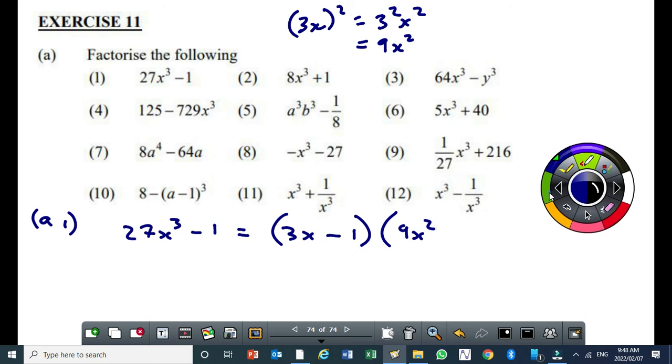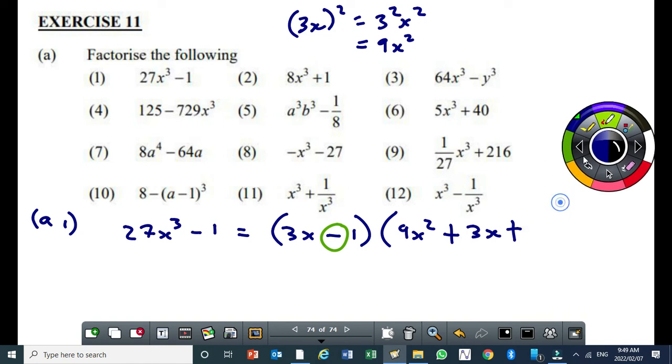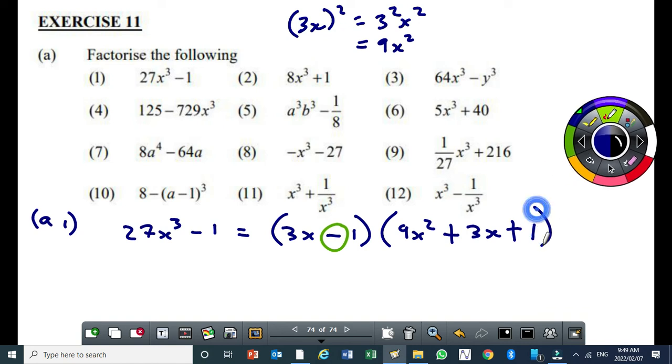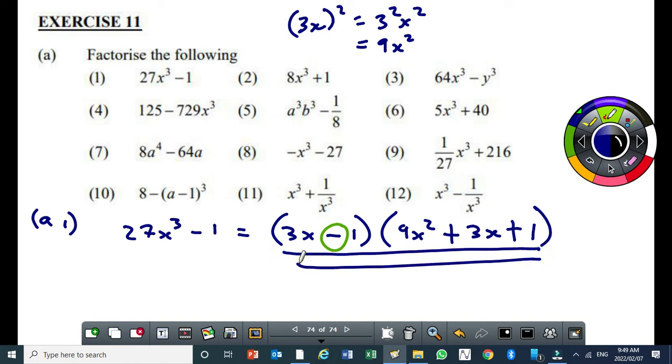Then I have a minus here, which means my first sign in the trinomial will be a plus. So I'll put a plus. They must be opposites. You have to be very, very careful when you're factorizing by sum and difference of 2 cubes. Then the middle term will be 3x times 1, which will be 3x. Right? The last term is always positive, and it's equal to the last term squared. So that will be 1 squared, which is 1. Right? So I factorize. Unfortunately, you cannot factorize the trinomial. Okay? The trinomial cannot be factorized.